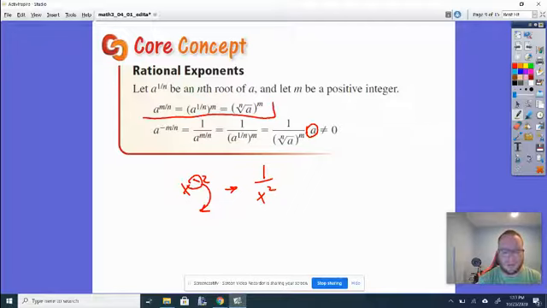Okay, for this one, a being 0 is fine. Square root of 0 is still 0. Fifth root of 0 is still 0. But because it's 0, I can't divide by 0. So a can't be 0 if it's in the denominator.